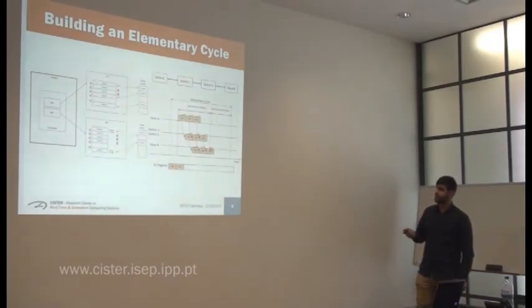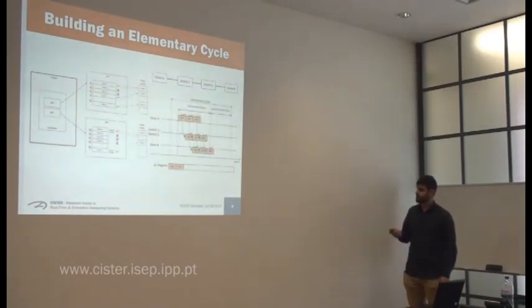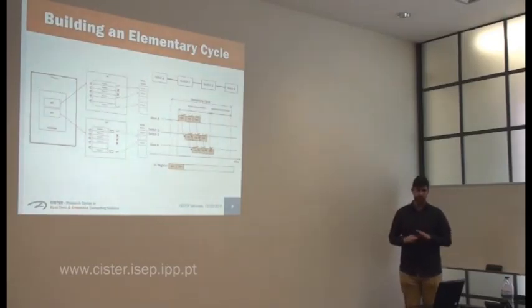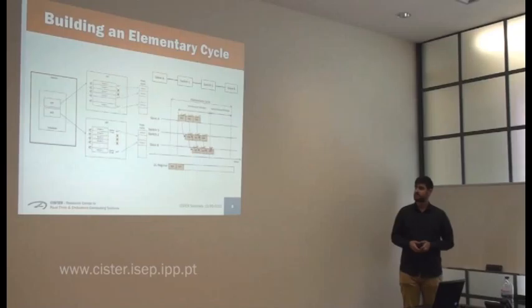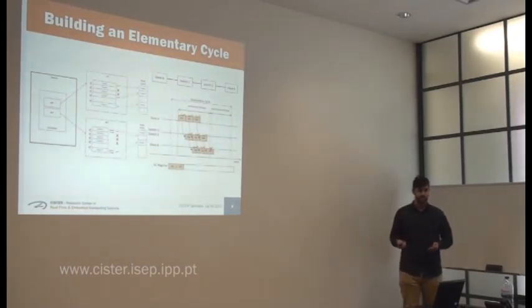In this example we have message 1 and message 2 that can fit in all the links in the synchronous window, but message 3 in the link between switch 2 and slave B doesn't fit the synchronous window, so this message can't be scheduled in this elementary cycle. So it's still pending for the next elementary cycle.